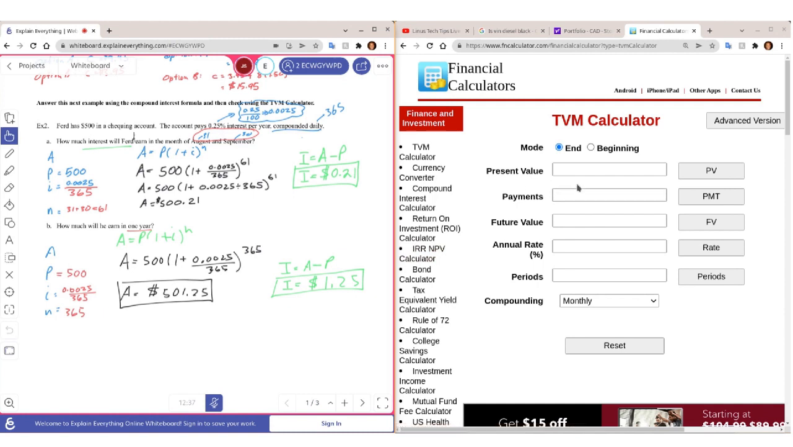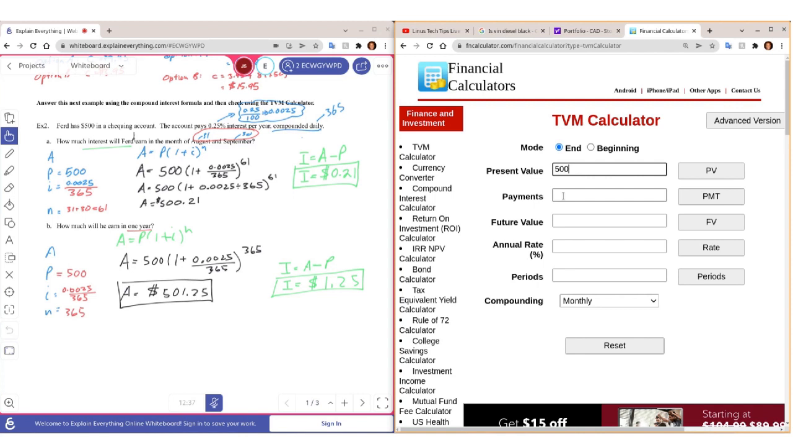Now, here's how we do this. If you take a look at our present value, we put $500 for our present value because that's what we own. Now, the reason why it is positive is because we own that money. That is money that we keep. Any money that we give away, we have to say it's a negative number, right? So let's go and do the next thing here.